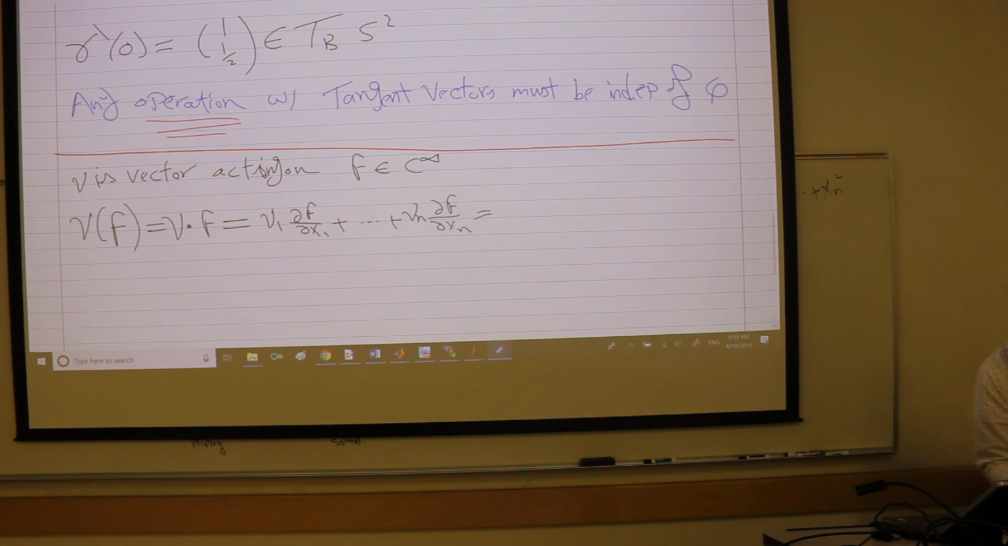So in our language in Euclidean space, this is nabla f dotted with v, right?